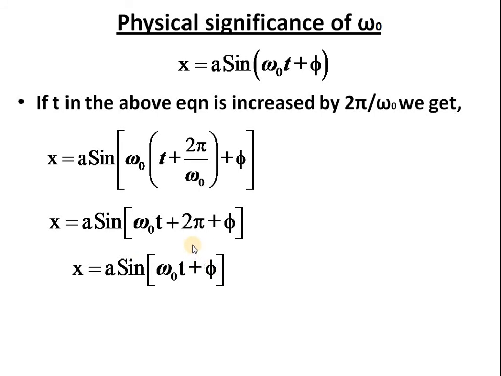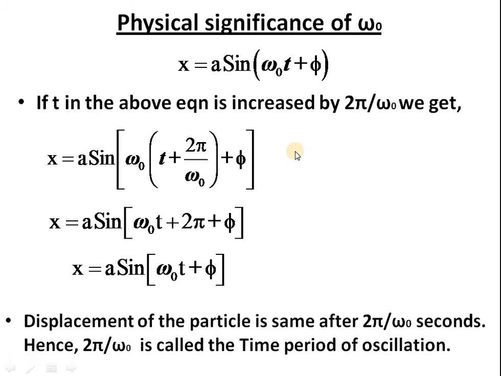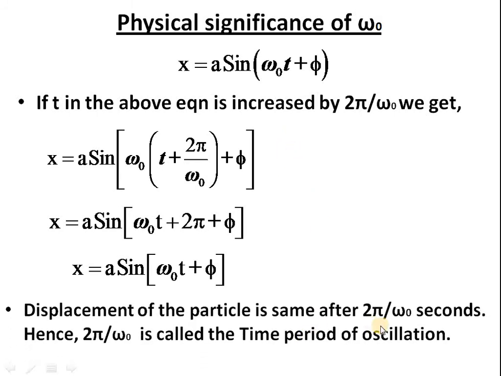Understand? So what does it mean? It means that when you add 2 pi by omega 0, you get the same function back. You retain the original function. That means the added term is nothing but the period of the oscillation. Whenever you add something to a periodic function and get the same result, that added term should be the period of the function. So you can say that 2 pi by omega 0 is the period of the function.